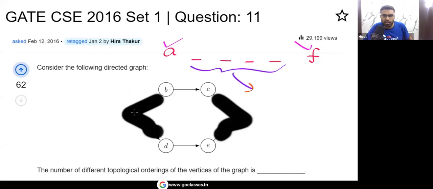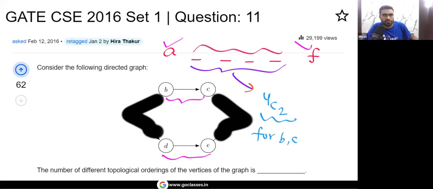So now what you do? Delete A comma F. Now there are four positions. And you can see only this is the relationship: in these four positions, B should come before C, D should come before E. So what you can do, very, very simple. In these four positions, you can select two positions for B comma C. Are you getting my point? There are four positions. From these four positions, you can select two positions for B comma C. Is this clear? For 4C2.